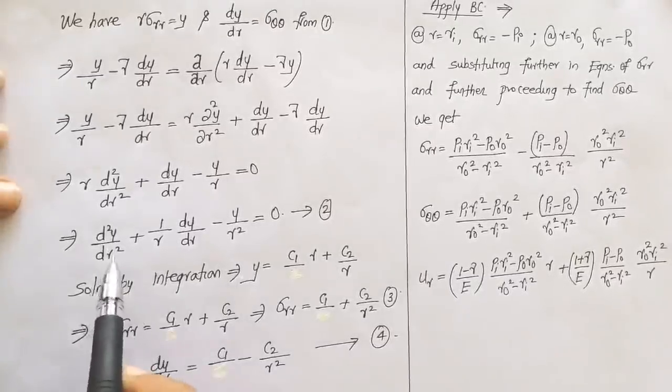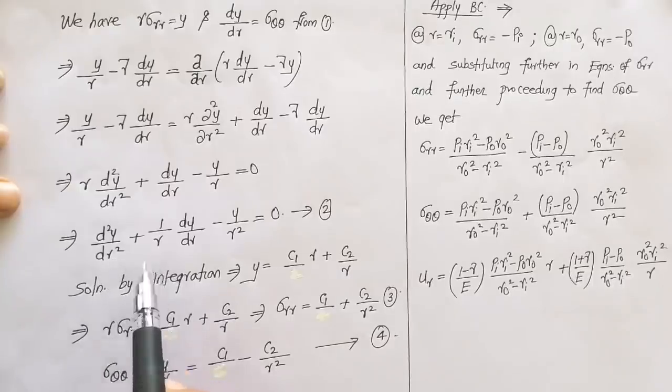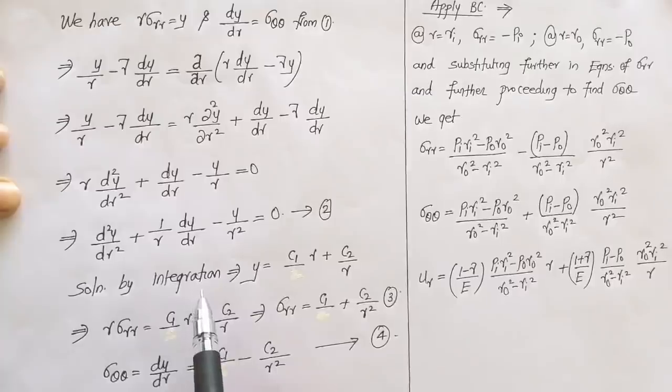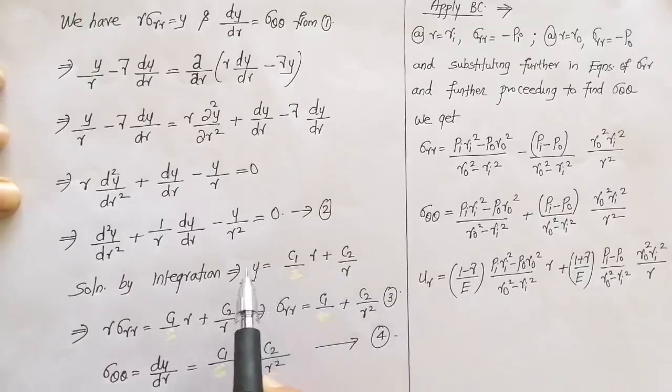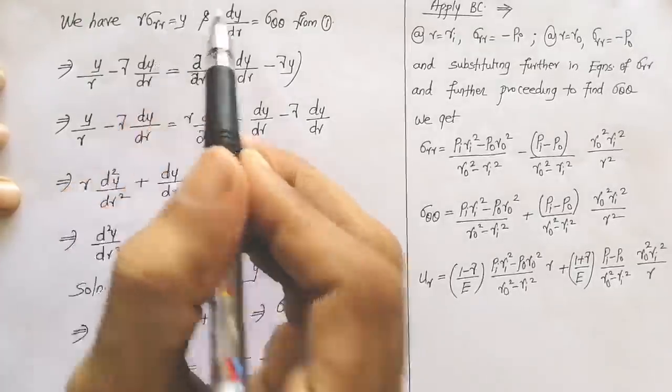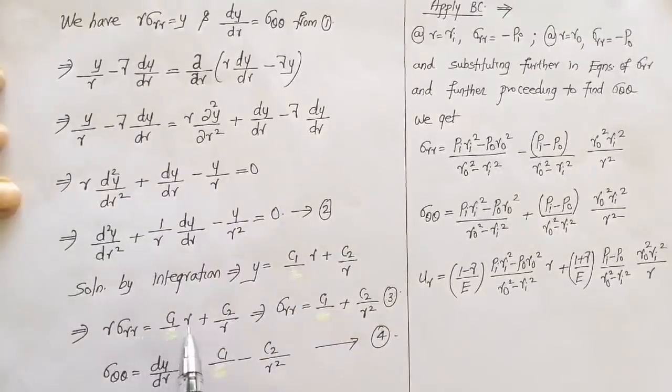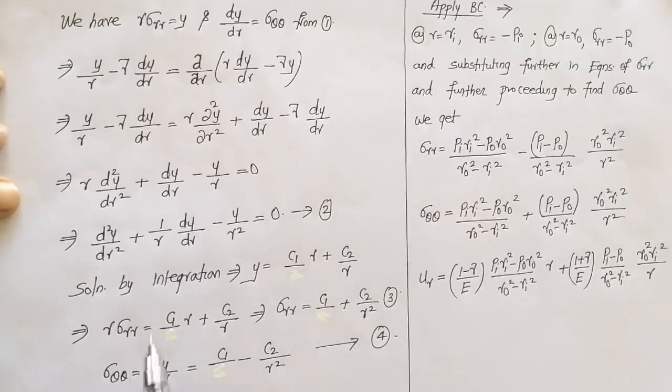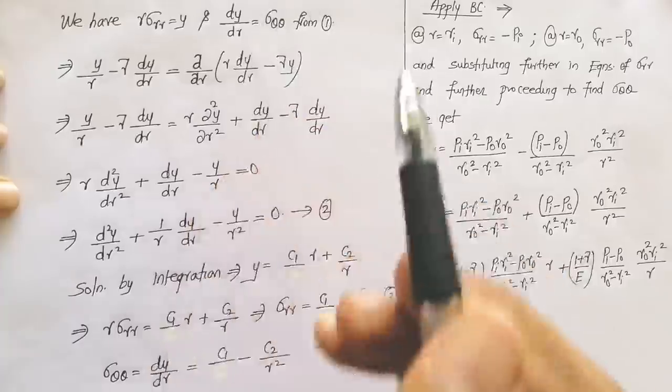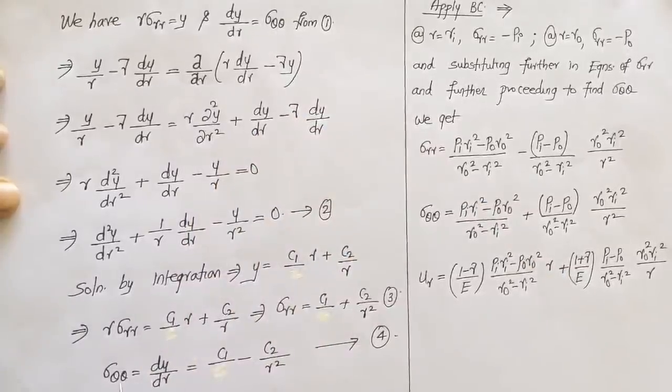Now we will get a second order differential equation in y, and the solution of this second order differential equation is y is equal to C1 r plus C2 by r. So what is y? y is r sigma rr. So r sigma rr is equal to C1 r plus C2 by r. So from that sigma rr is equal to C1 plus C2 by r square, or you can write A plus B by r square. What is sigma theta theta? From equation 1, sigma theta theta is dy by dr, which will fetch you sigma theta theta is equal to C1 minus C2 by r square, or A minus B by r square.